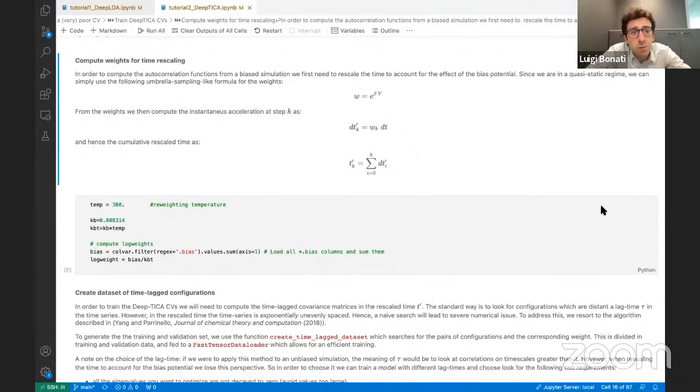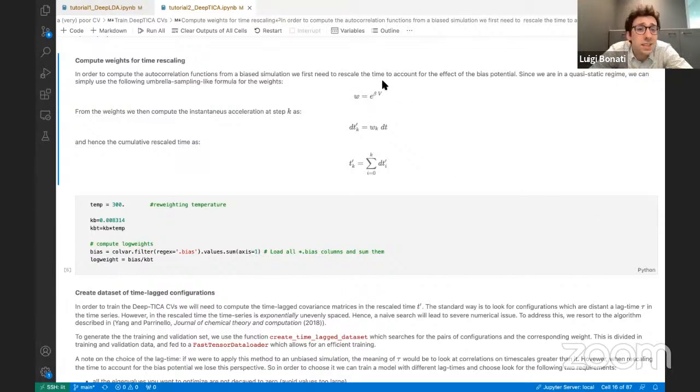And what we need to do is to compute the time correlation functions which are needed for the deep TICA machinery, and rescale them based on the value of the bias potential. So what we are assuming here is that the action of the bias potential is accelerating the simulation time, and it's accelerating it by a factor e to the beta V.